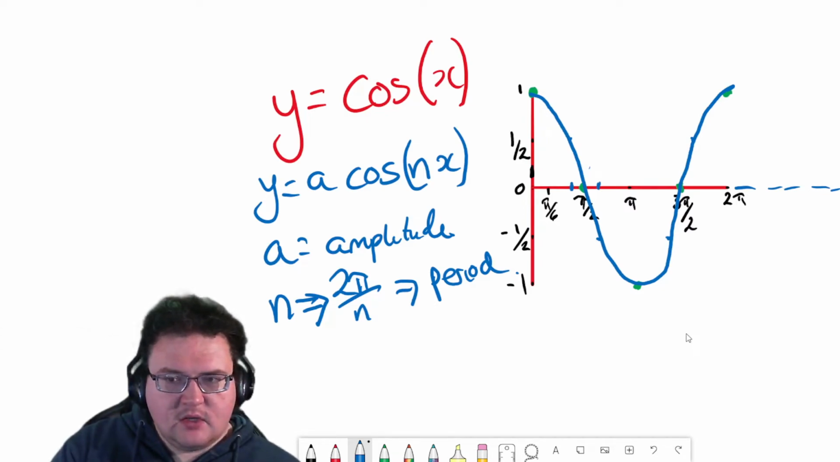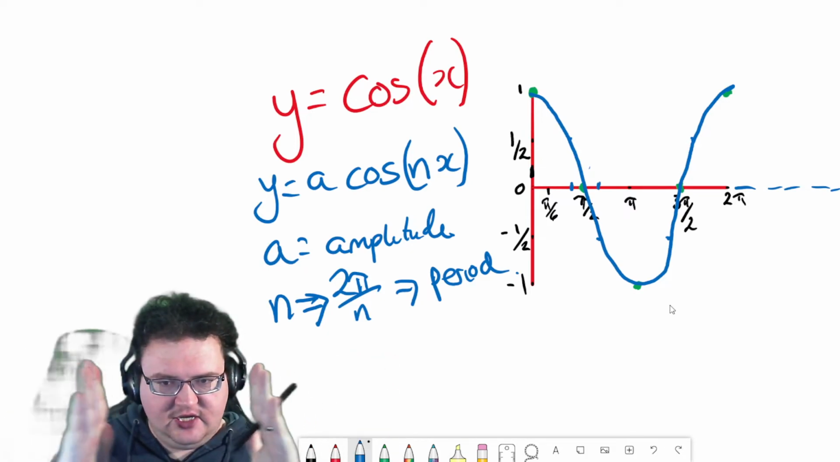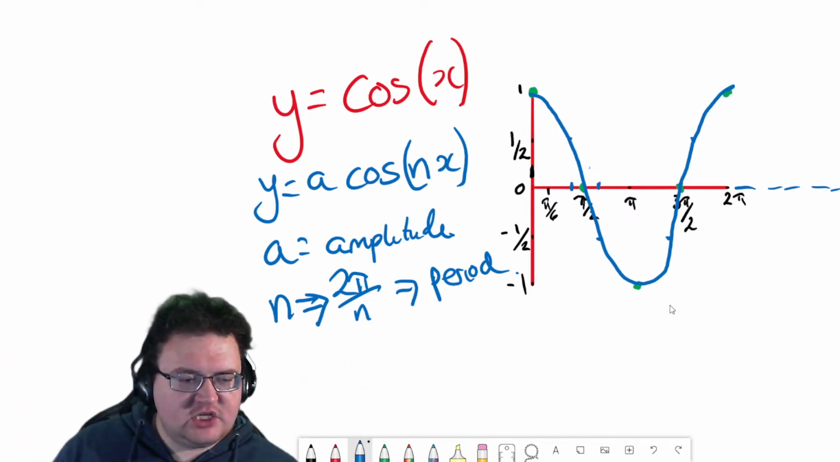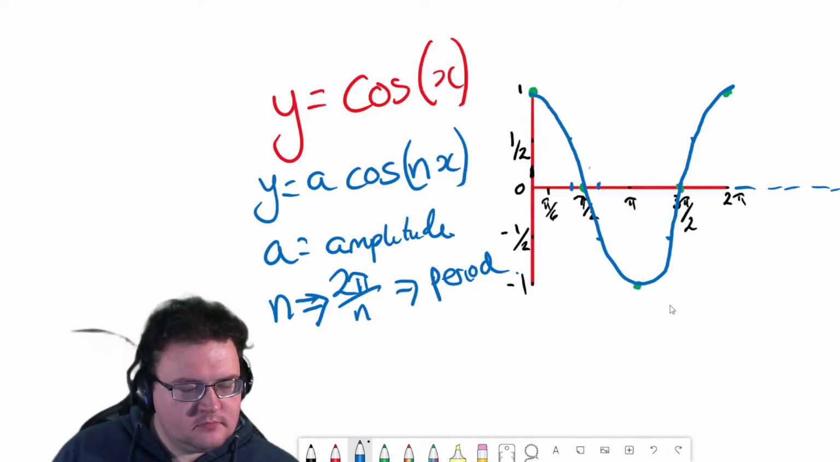All right. So A is stretching vertically. Yep, I'm like that. If I wanted to make my graph thinner, if I wanted to squash it horizontally, what should I do to my value of n? I'd want to increase it.